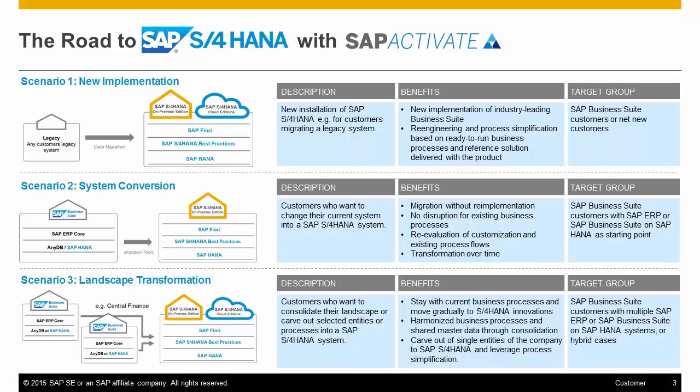Landscape transformation. In this scenario, you might have more complex requirements. You may want to use SAP S/4HANA as your central finance system, or move selected applications to SAP S/4HANA. Or you might want to simplify your system landscape by consolidating multiple business units into one new SAP S/4HANA instance. Let's have a closer look into these three scenarios.